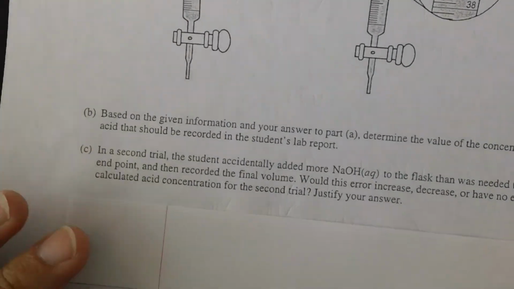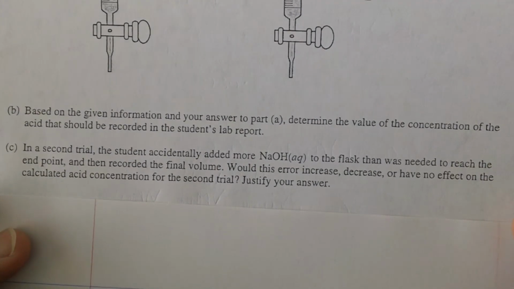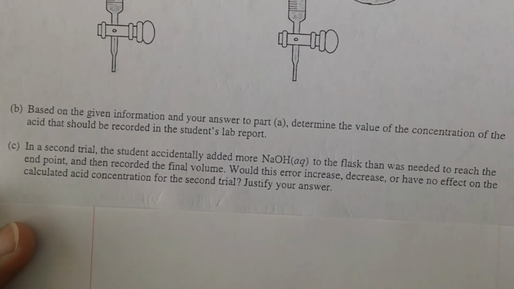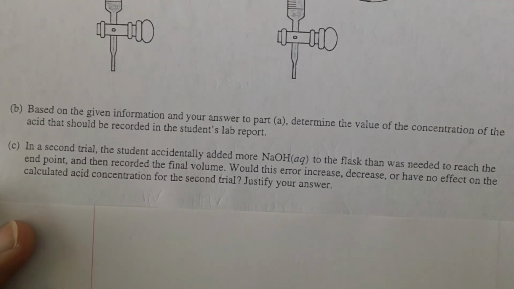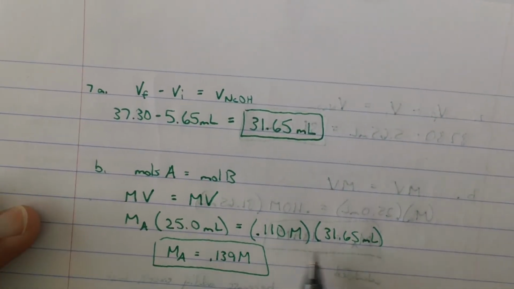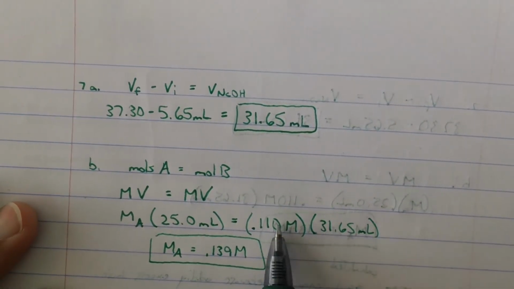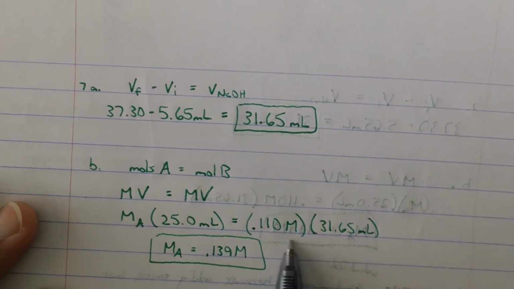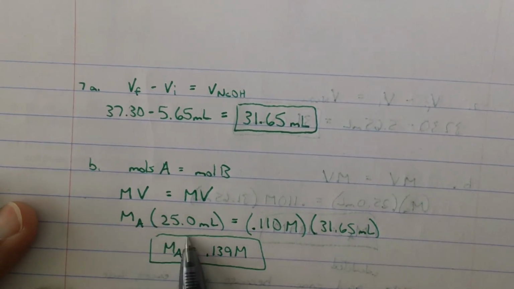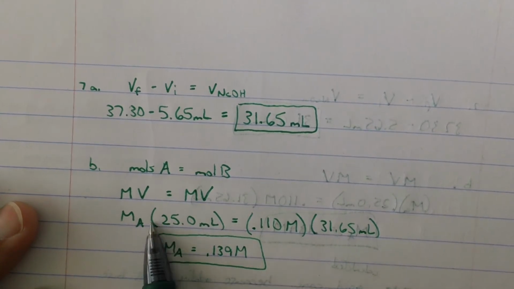And then the last part on here, in a second trial, the student accidentally added more sodium hydroxide to the flask than was needed. They went past the equivalence point. Would this error increase, decrease, or have no effect on the acid concentration for the second trial? Justify your answer. This student dropped too much base in. If we look back at this part B, if we added more volume of base by accident, that gives us more or additional moles of base when we calculate this, which means we're going to have calculated additional moles of acid. That volume's not changing, so the molarity would have to increase.